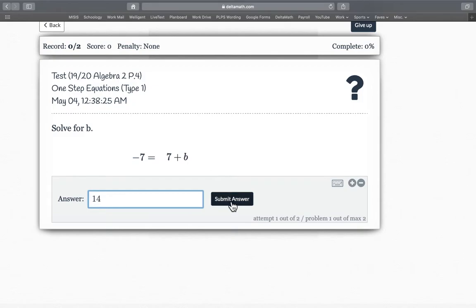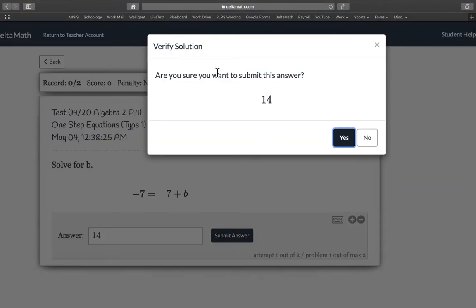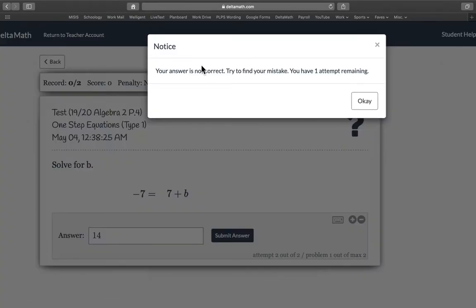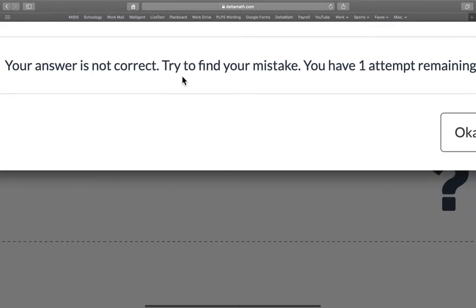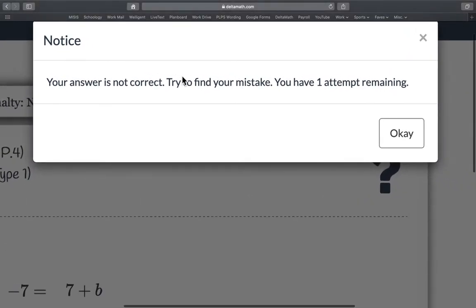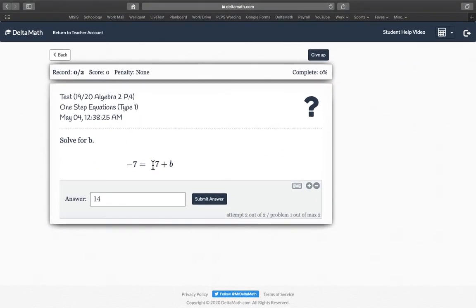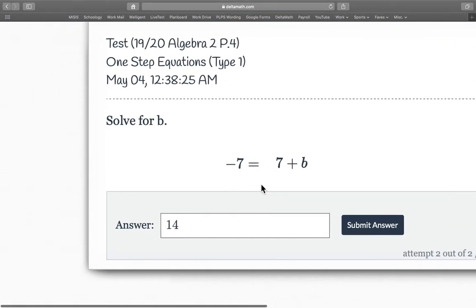So let's see here. We hit submit. Are you sure you want to submit this answer? We say yes. Now, here it's going to tell you, your answer is not correct. It's telling you it's not correct. Try to find your mistake. You have 1 attempt remaining. So that means that you're getting a second chance to check to make sure what the answer of this problem is.